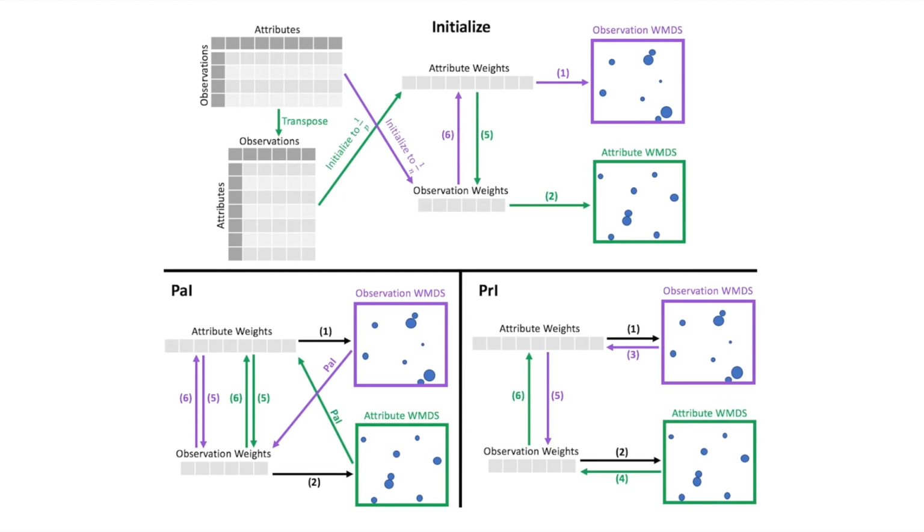Equations 1 and 2 define WMDS projections of observations and attributes respectively. Equations 3 and 4 enable projection interactions in each of these projections. Equations 5 and 6 relate observation importances to attribute importances and vice versa.